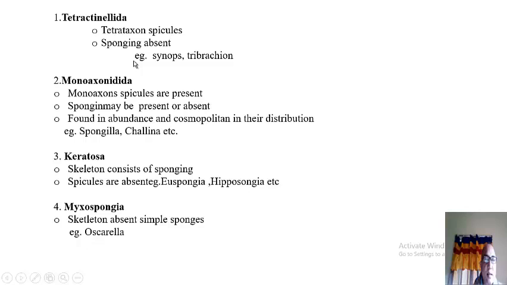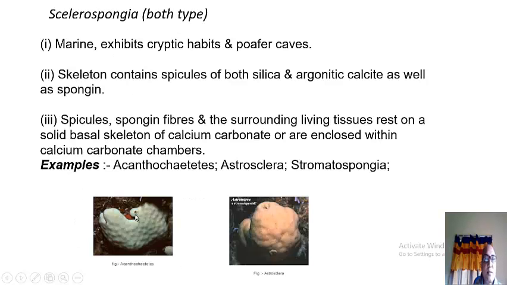So there are three types of chondrite. There are four different types of orders, and the one that we are going to study is the Spongilla or Chalina, and we also see the Euspongia. So these are the two different orders. Probably we will study them in our practicals.